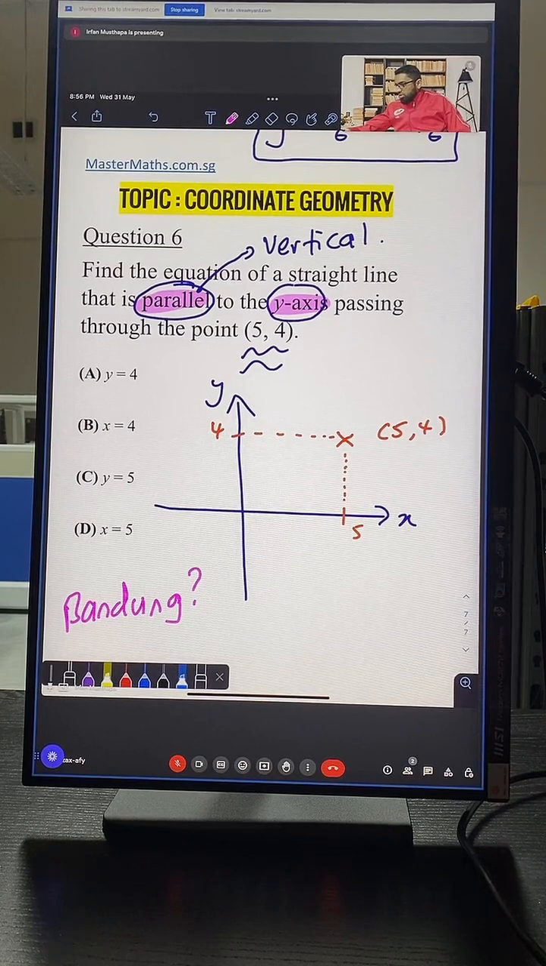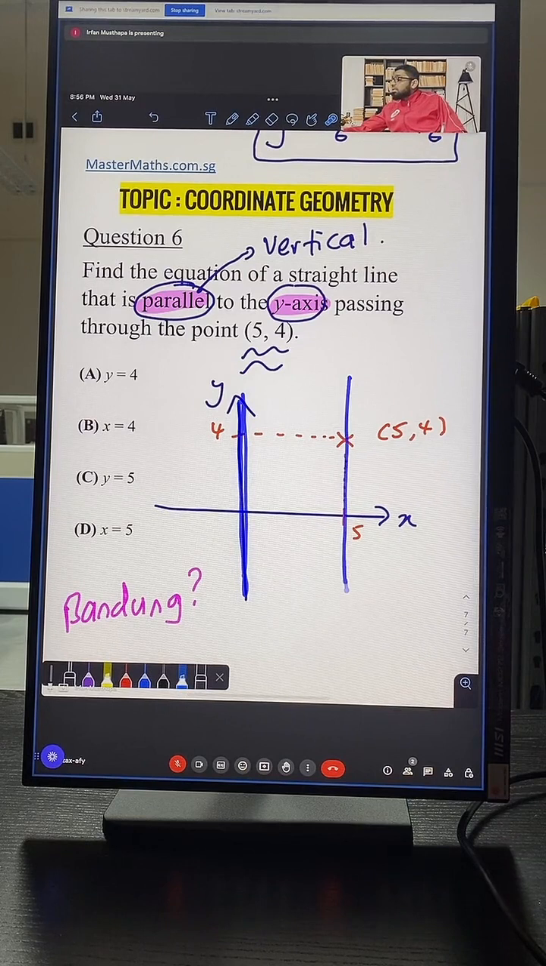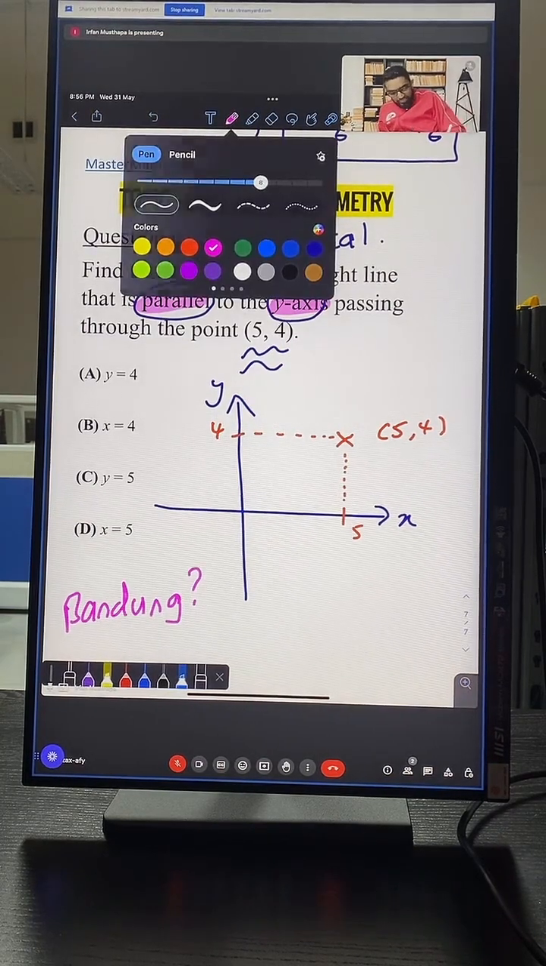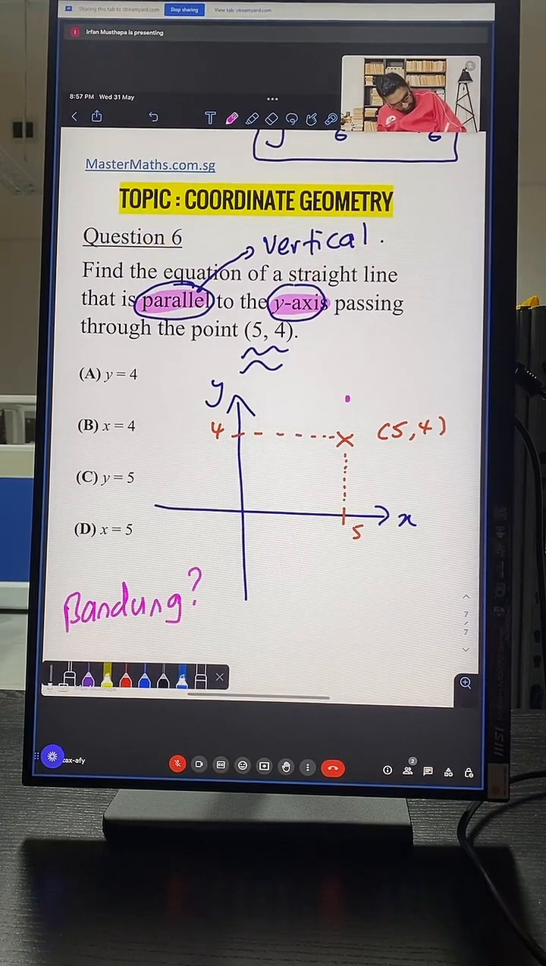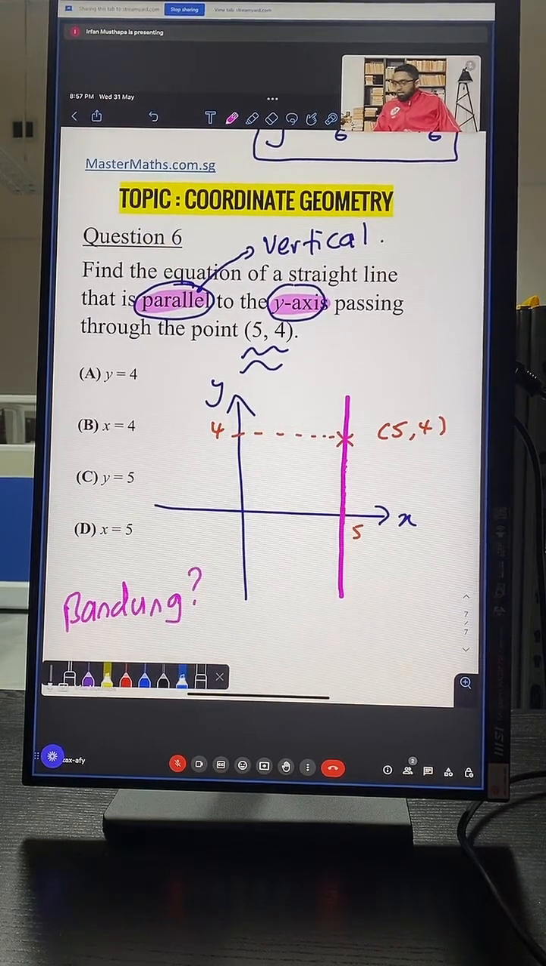Okay, continue. Now, a line parallel to the y-axis and passes through this point. The y-axis is vertical. This line will also obviously be vertical because it's parallel to the y-axis. Both are going to be vertical lines, which means let me put this pink line a bit longer. Get it?